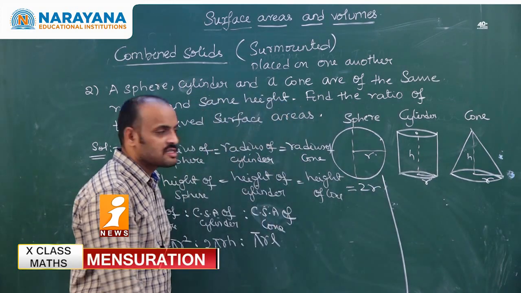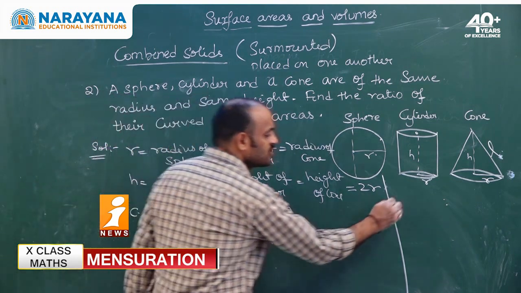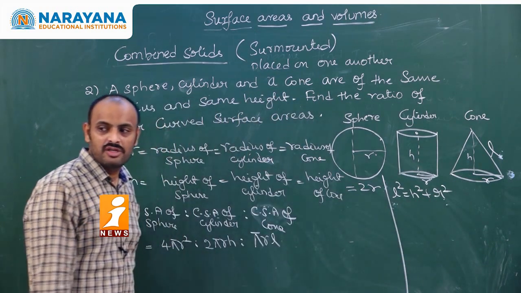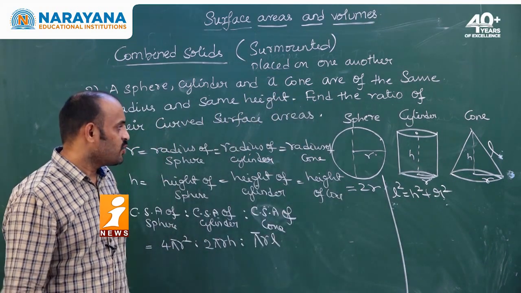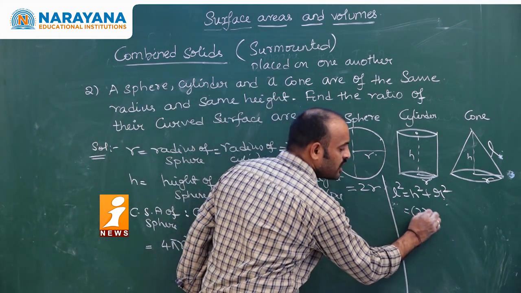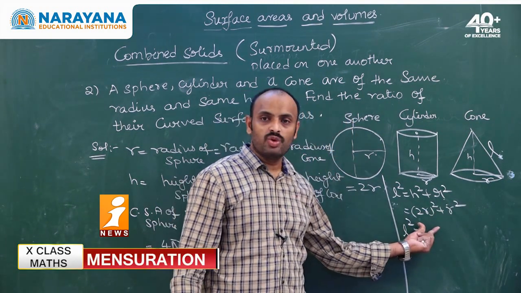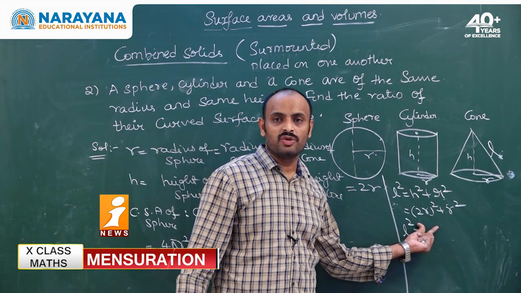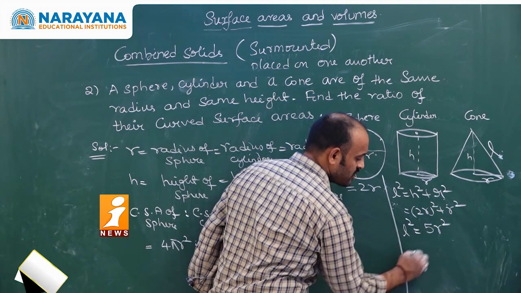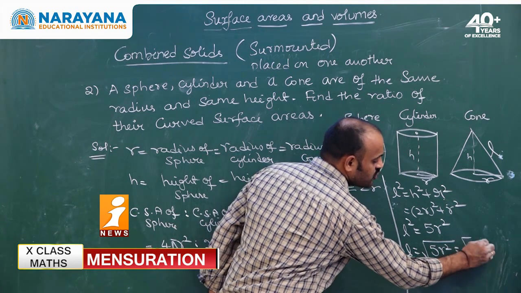In a cone, slant height is related with height and radius. L square is equal to h square plus r square. So what is h here? H is nothing but 2r. Therefore 2r whole square plus r square. L square is equal to 2r whole square, which is 2r into 2r, which is 4r square. 4r square plus r square, 5r square. Therefore L is equal to under root 5r square, which is root 5 r.